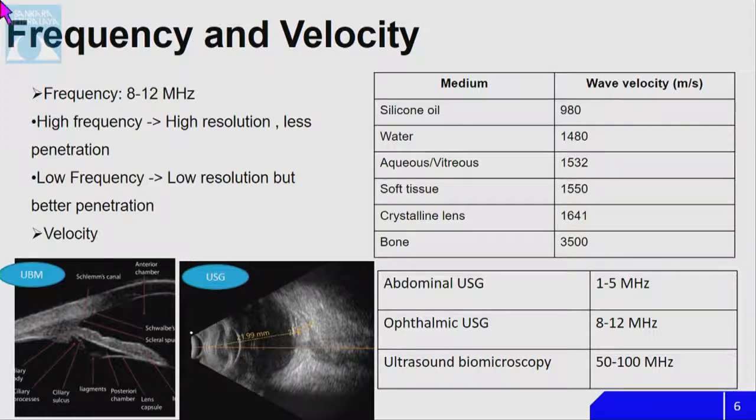Whereas in a normal B-scan ultrasound, the frequency is much lower than what we use for UBM. The frequency is 8 to 12 megahertz, and here it is like 40 to 80, 50 to 100. So here, we are not able to see the anterior structures with a better resolution, but we do see posterior structures better than UBM. And the velocity. Here I have enumerated the velocity of the ultrasound as it passes through different media. This is important in biometry, and certain artifacts which we may encounter are also explained by this.